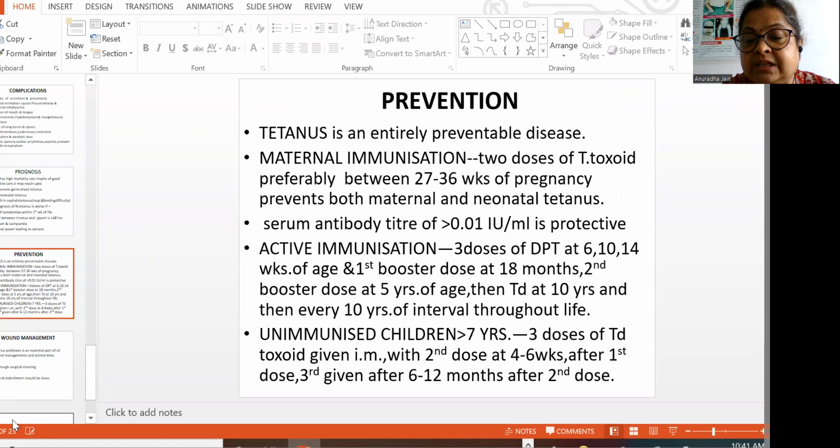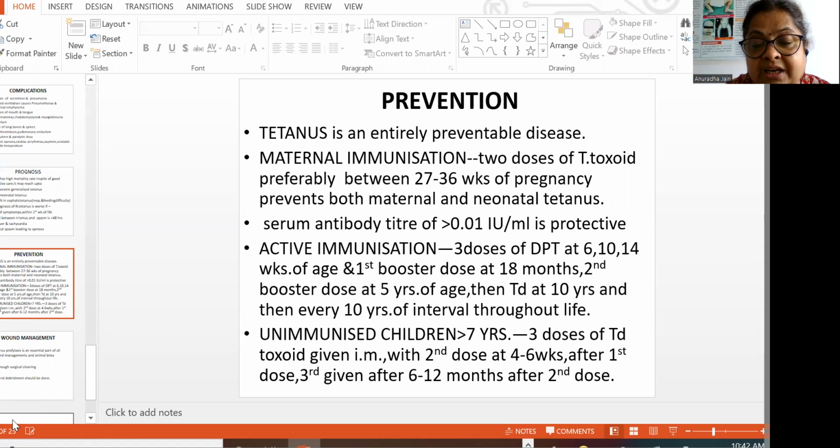Then active immunization: 3 doses of DPT, that is at 6, 10 and 14 weeks of age, and 1 booster dose at the age of 18 months and a second booster dose at 5 years of age. And then Td, that is capital T and small d, at 10 years, and then every 10 years throughout life, it will protect you against tetanus.